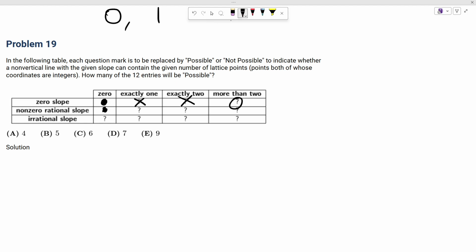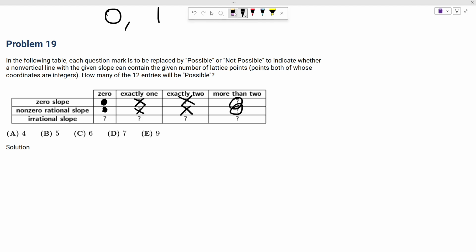We can never pass through exactly one lattice point, because a non-zero rational slope means the slope has to be some a over b. But that means that if x and y are integers and we increase x by b and we increase y by a, then that's still going to be on the line. So we're always going to be passing through infinitely many lattice points if we pass through any at all. So it can't be 2 either for the same reasoning, and more than 2 are definitely possible using the same one.